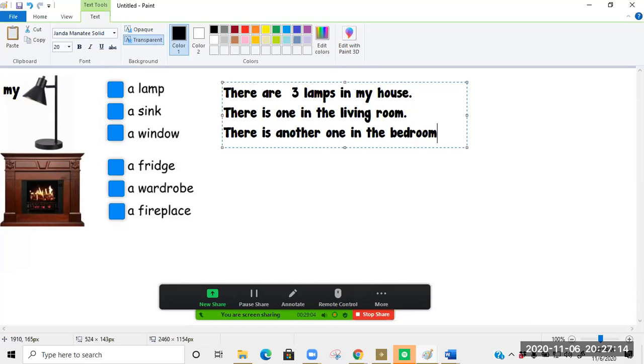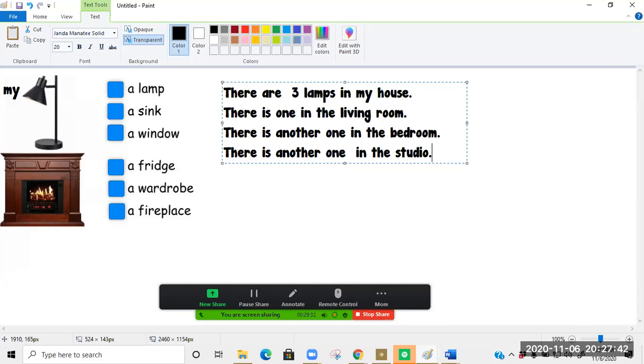There is another one. Another is otra. Okay, one y another is otra. Okay, y la última. There is one in the studio, for example. In the studio. So there is one in the living room, another in the bedroom, and another in the studio.